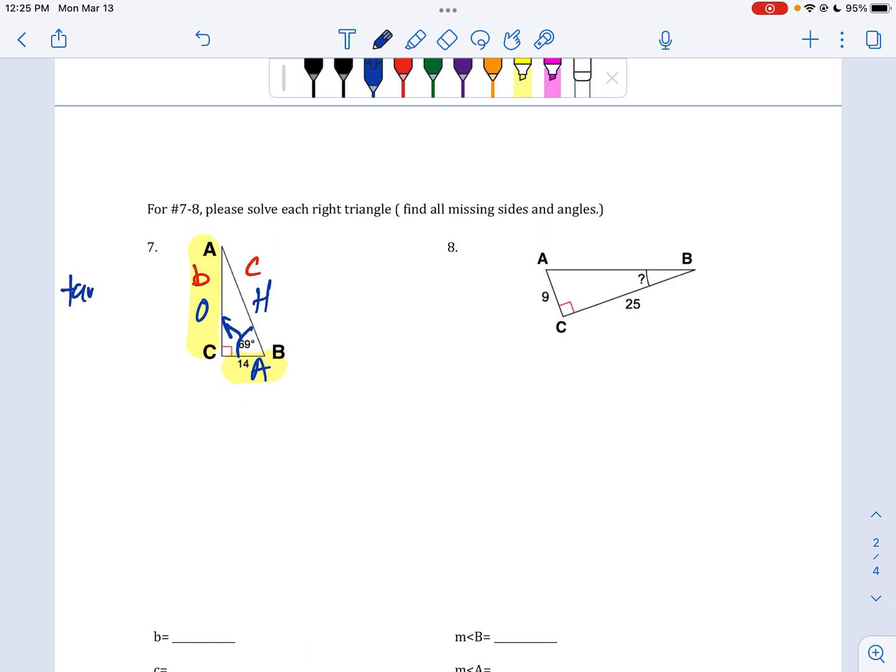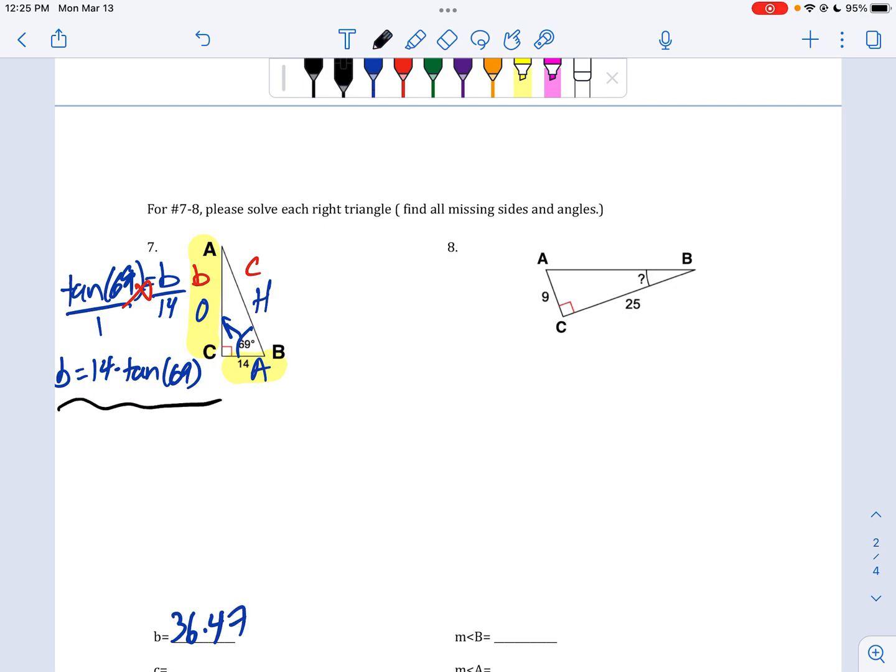The tangent of 69 equals B over 14. I'll put this over 1 and cross multiply. So that means B is equal to 14 times the tangent of 69, which ends up being about 36.47.